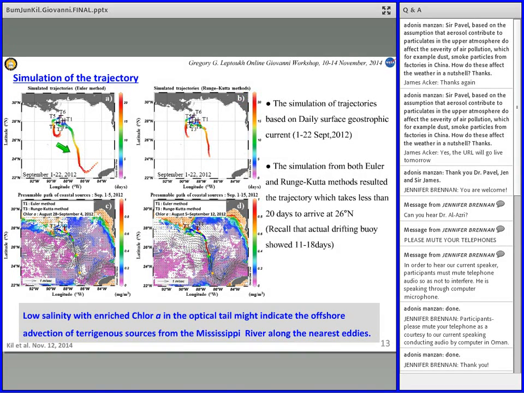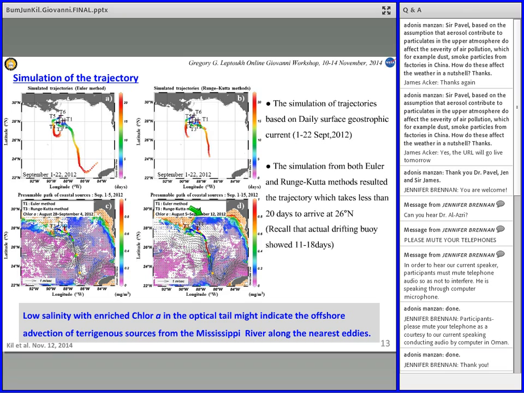As a potential path of the offshore advection, we selected T1 in the Euler method, and we selected T3 in the longitudinal method, and then we superimposed them on the chlorophyll A with the surface geostrophic current during optical tail events from August 28th to September 12th.